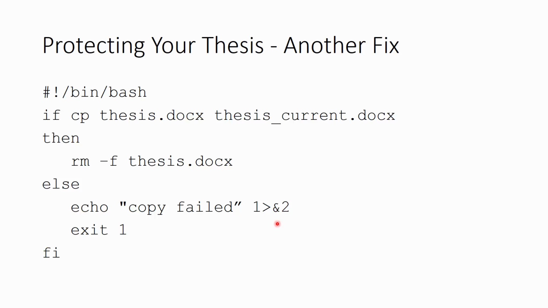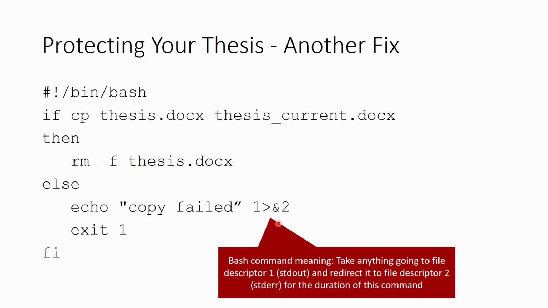So this little 1>&2, what does this thing do here? Well, it's a special Bash command that takes anything going to the file descriptor 1, which is standard out, and redirects it to the file descriptor 2, which is standard error, for the duration of this command. So we'll talk more about this one later, but the effect of it is that things that were going to standard out now are going to go to standard error. That way, this entire statement goes to standard error.